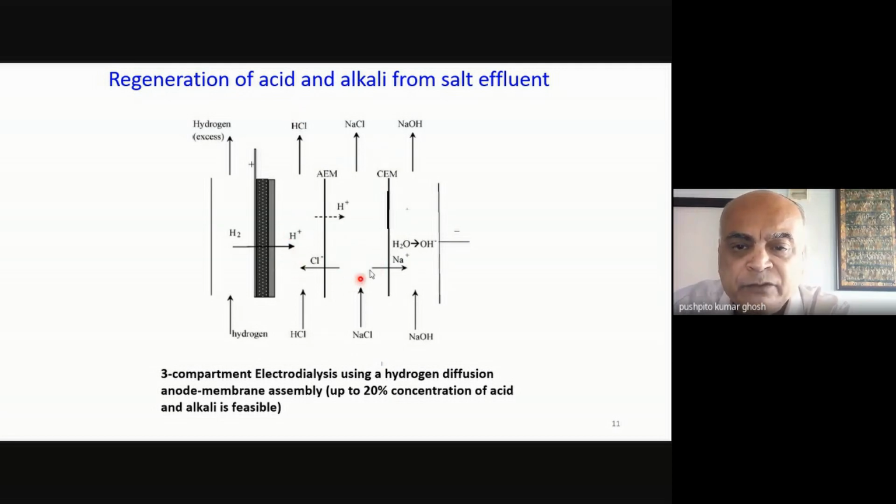a cation exchange membrane, so my sodium ion will go this way, and here my water will basically get split into OH minus and H plus or H2, and you can think of that H2 as being recycled here, and this OH minus and Na plus will form sodium hydroxide. So pretty good approaches to generating this kind of acid and alkali.